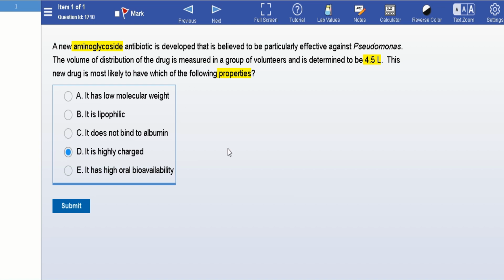And so the only correct answer here is that it's highly charged and therefore is maintained within plasma with such a low volume of distribution. Now, high oral bioavailability is a little bit irrelevant.